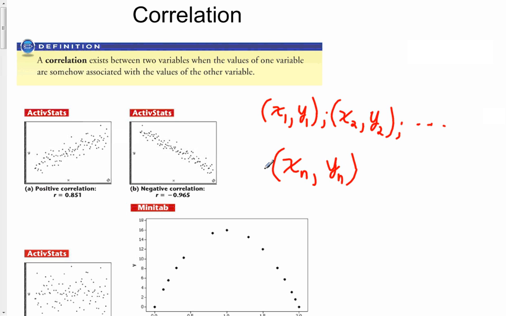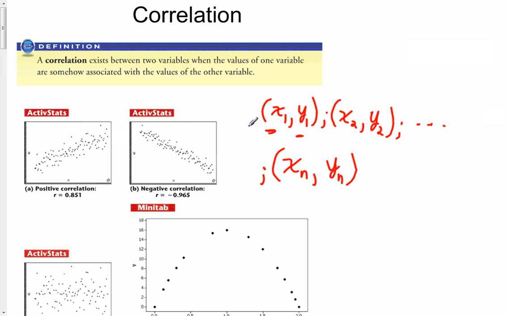So we are looking at ordered pairs. We're actually looking at n of them. And what we're going to be doing is looking to see if there is a correlation between the first and second coordinates of these ordered pairs. And of course, a correlation exists between two variables, let's say x and y, when the values of one variable are somehow associated with the values of the other variable.